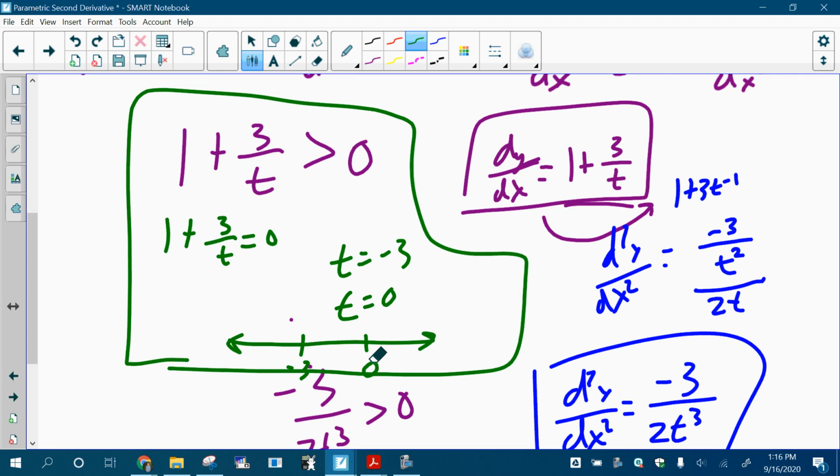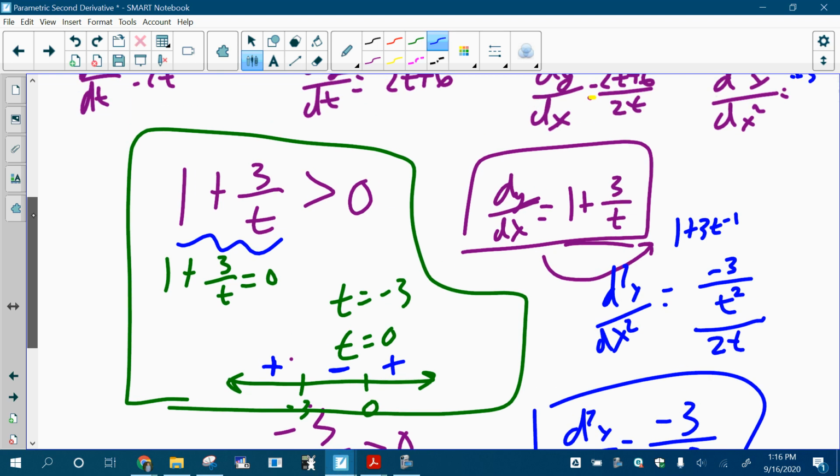And so then I just need to do a little sign chart and see like, okay, well, if I plug in negative 5, it's going to be true. It's going to be greater than 0. If I plug in negative 1, dy/dx is going to be negative. And if I plug in 5, dy/dx is going to be positive. So where is it actually increasing? Where is dy/dx positive? Negative infinity to negative 3, 0 to infinity.